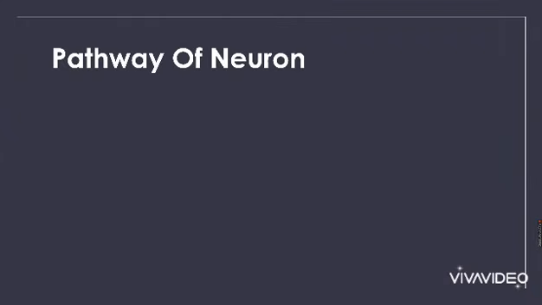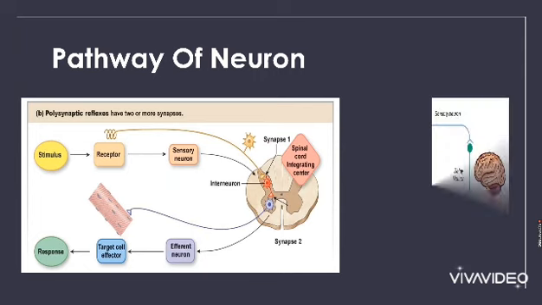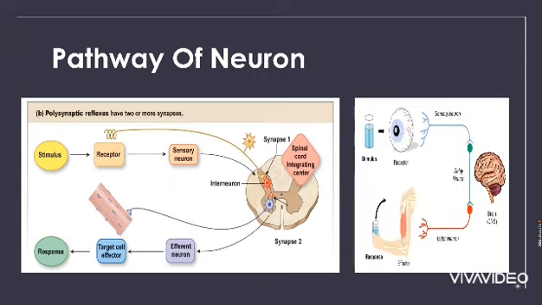Then we will learn about the pathway of the neuron. The pathway of the neuron is that when a stimulus occurs, it goes to the receptor, then the message goes to the sensory neuron, then to the interneuron, then the efferent neuron, the target cell or effector, and finally the response. So it quickly tells the pathway of the neuron.